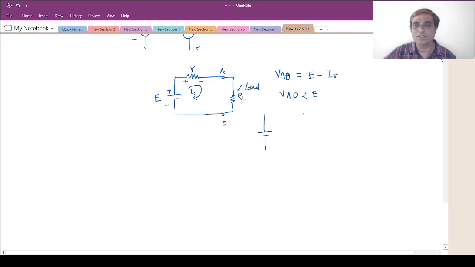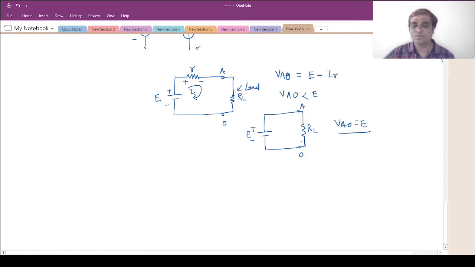R is connected in series with it. Sorry, for an ideal voltage source there will be no R, no internal resistance. It will be simply connected to RL, E, and the terminals, suppose A and O. So what will be VAO in an ideal voltage source? It will be as good as E.